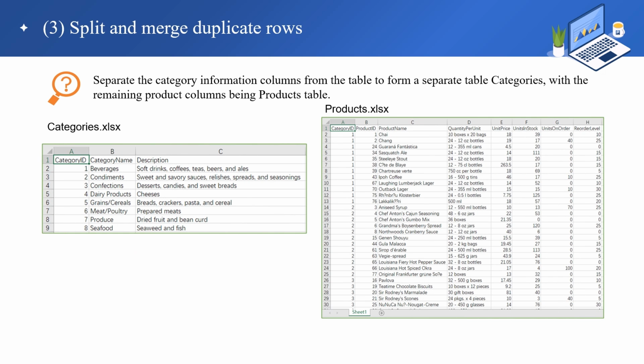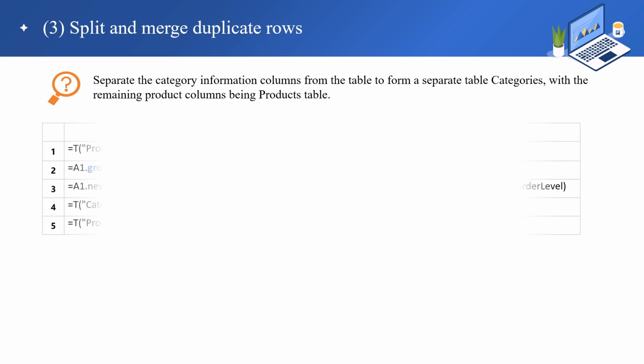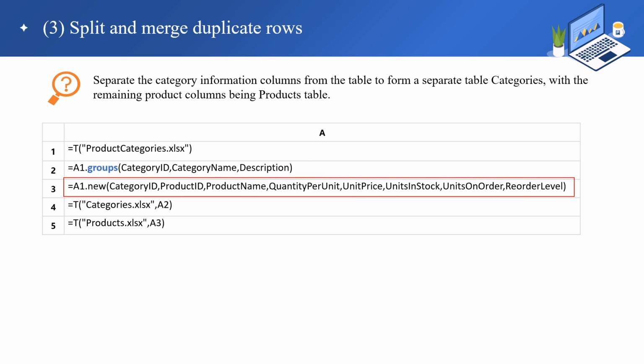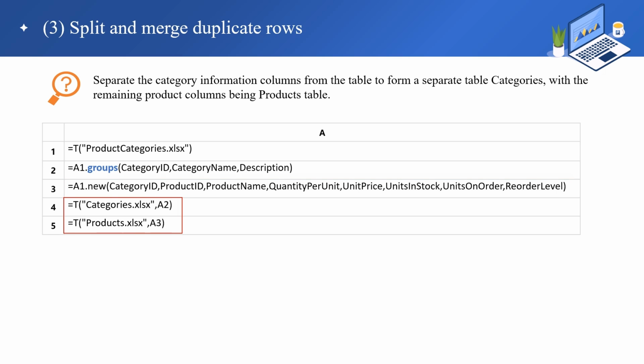These are the split results. It can be seen that the duplicate rows have been merged in the categories table, and each ID corresponds to one data only. Now let's write the script. For the categories table, use the groups function to remove duplicates. For the products table, directly take the corresponding fields. Then save them as categories.xlsx and products.xlsx respectively.